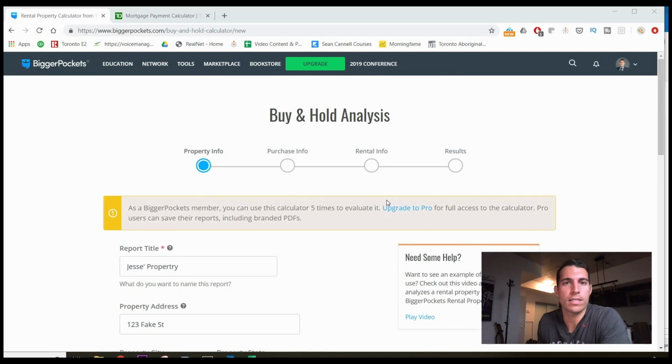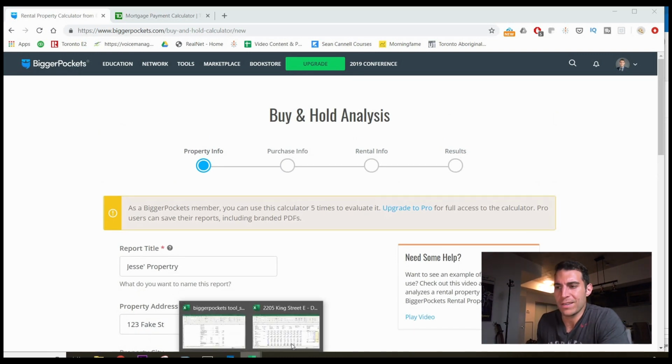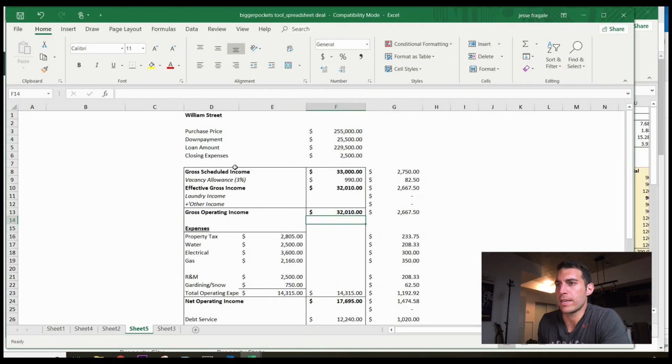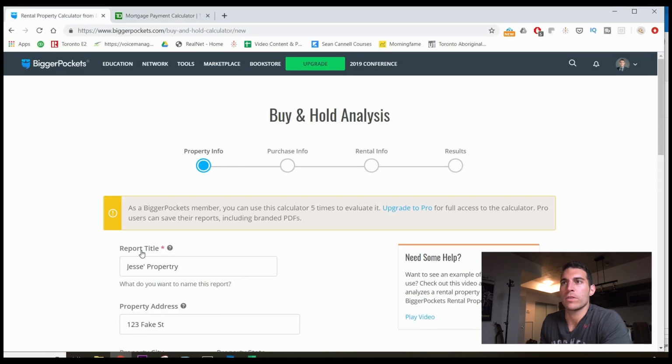Okay, so we're gonna analyze a deal here. I have a deal that I did a few years back. This was one of the older deals I did. And what I did here is I put it in Excel, put some of the details, kind of the income, the expenses. I thought I'd use this to run you through the actual BiggerPockets calculator. So check this out here.